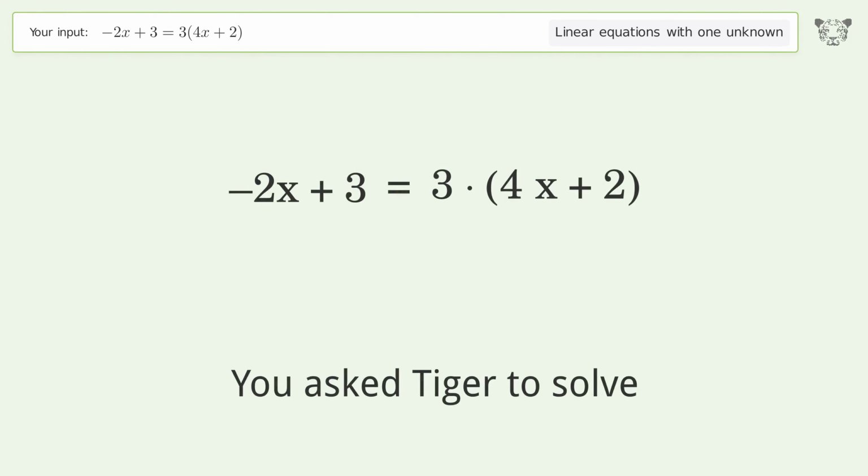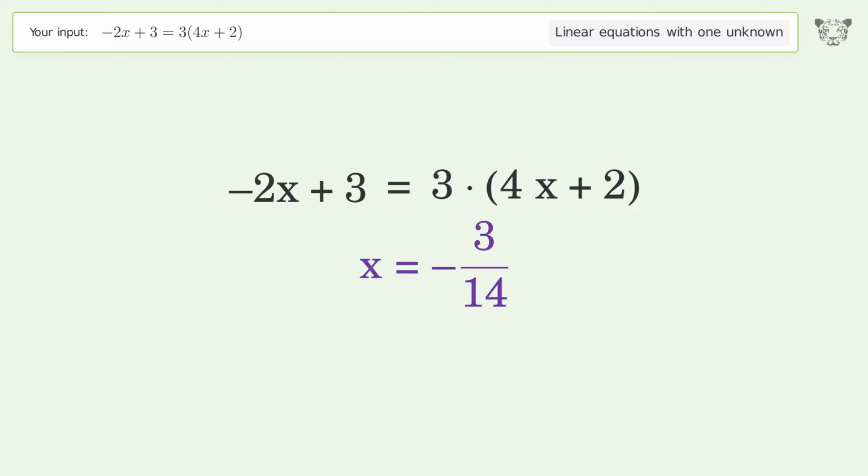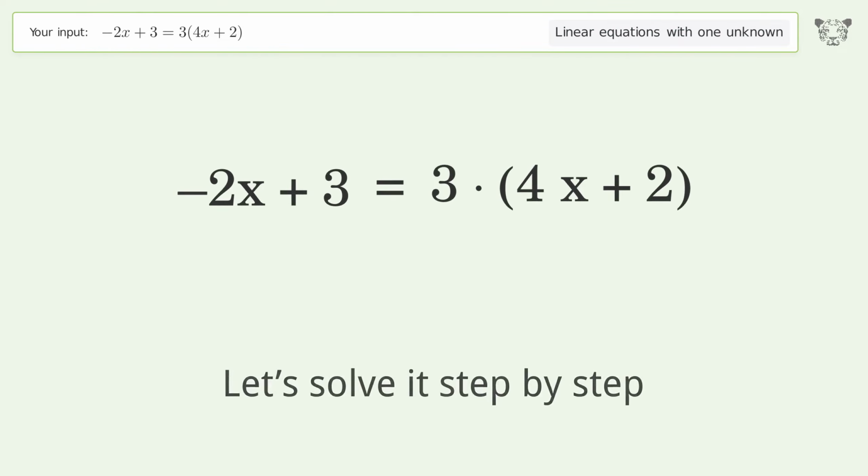You ask Tiger to solve this. This deals with linear equations with one unknown. The final result is x equals -3/14. Let's solve it step by step.